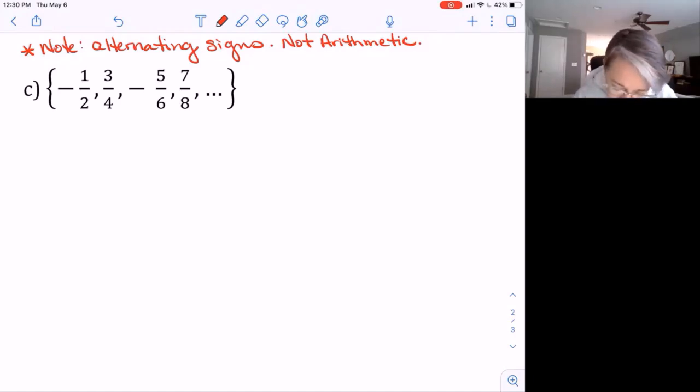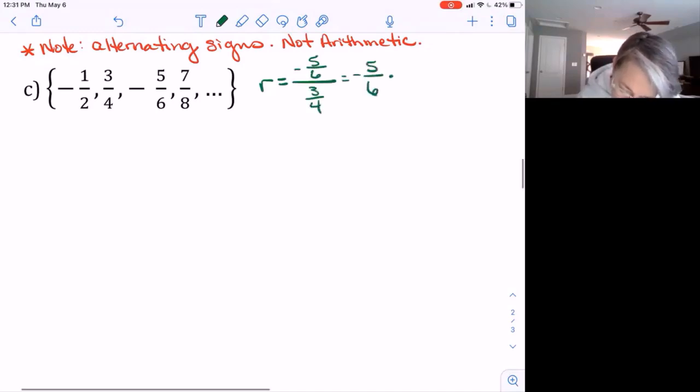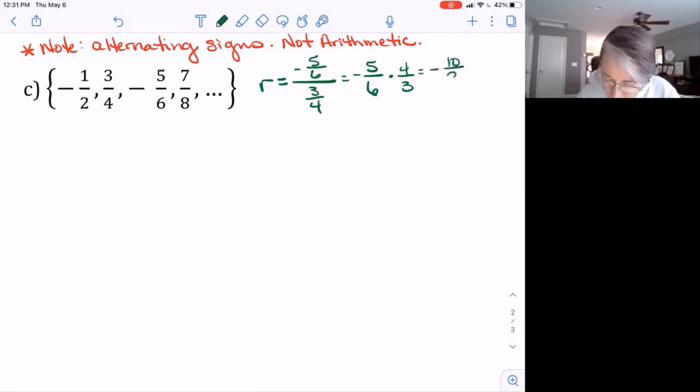So we can choose any term, like a negative 5/6, and let's divide it by the term before it, 3/4. We can write it out the old-fashioned way if that helps, times 4/3. And that would give us 20/18, which reduces to 10/9. But in order for that to be a common ratio, that has to be the same ratio between any two consecutive terms. So let's try it again using 7/8 and 5/6.